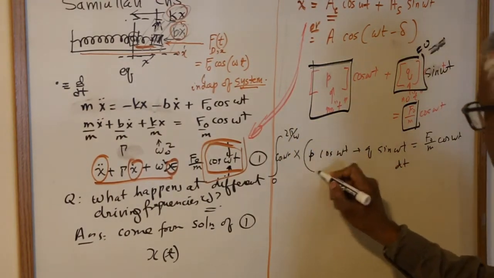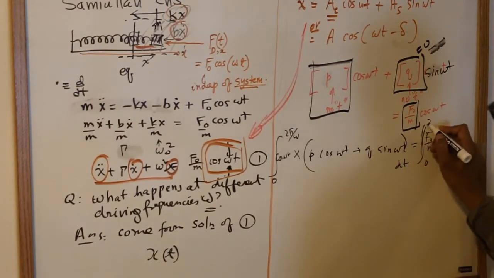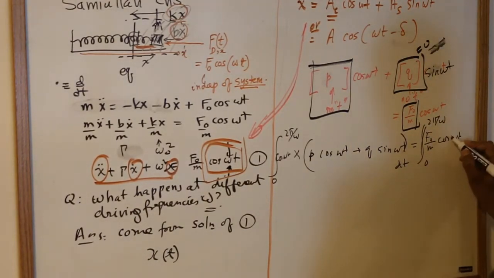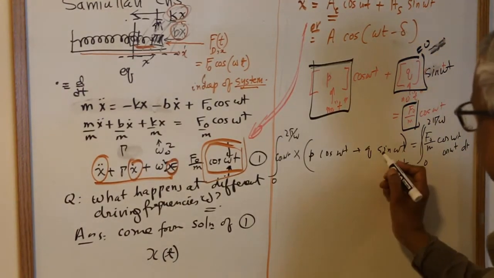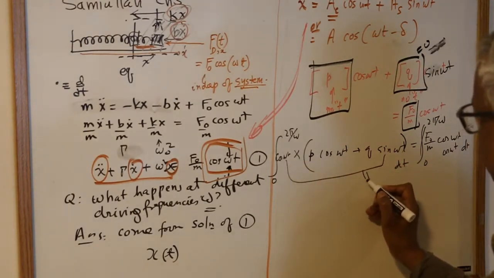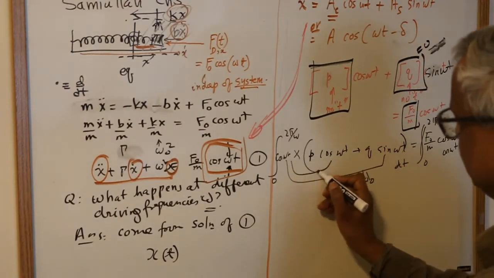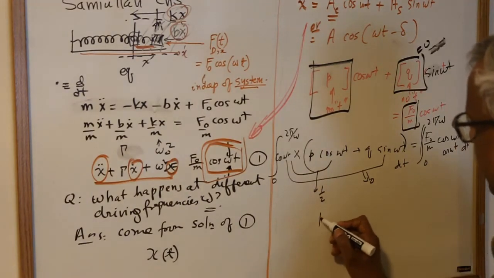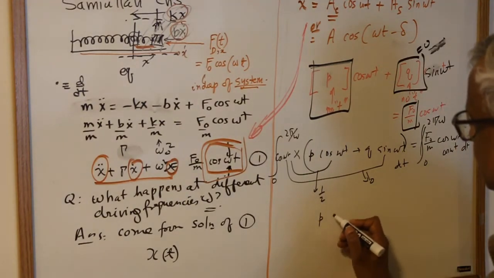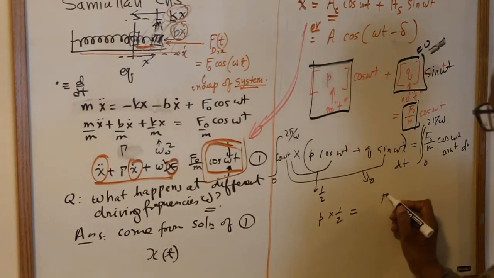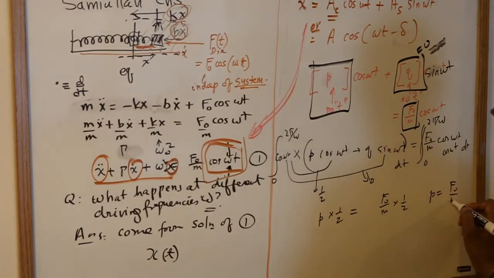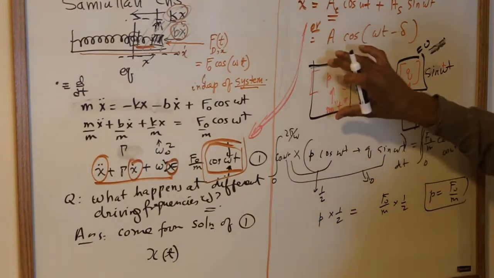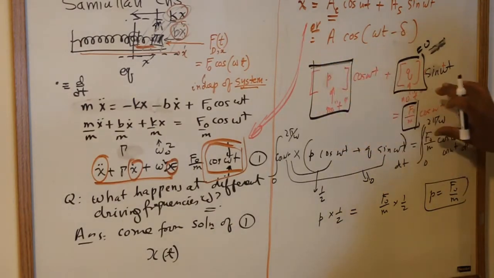So from 0 to 2 pi over omega, cosine omega t dt. It turns out that when you do this integration, that gives me 0, and when you do this integration, that gives me half. So you're going to have p times half equals f0 over m times half, so p equals f0 over m, meaning all the things multiplied by cosine omega t here must be equal to all the things multiplied by cosine omega t here.